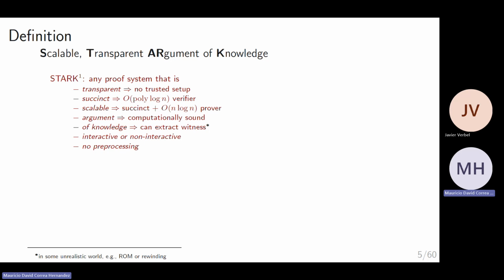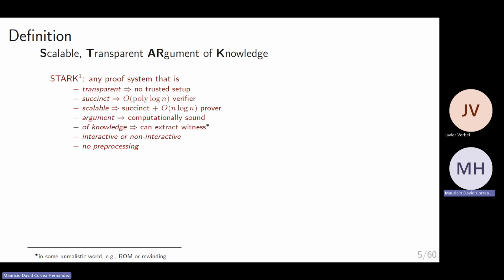Starting with the definition of Starks. A Stark is a scalable, transparent argument of knowledge. And this is the definition that you will find in the literature, in the original paper that defined Starks. Transparent means there is no trusted setup. So there is a public parameter, yes. The public parameter is essentially which hash function we are using. And there are no secrets involved in producing that public parameter.